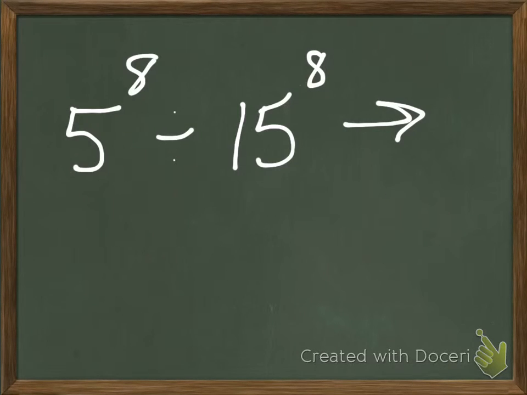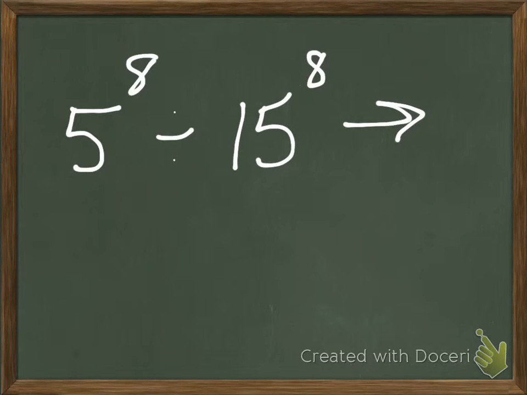Okay. So this is review. My class just did this as bell work, right? When I get one that's written like this, I've got a base that is 5 and a base that is 15, but they both have the same exponent of 8. But I've got a division sign here in the middle. When I've got a division sign in the middle, how do I rewrite it?